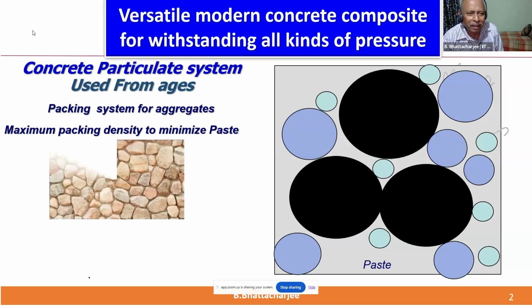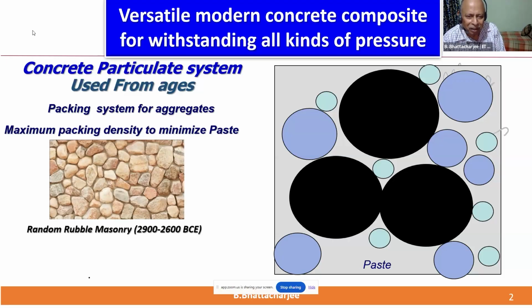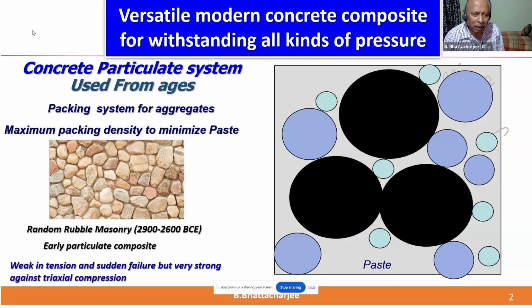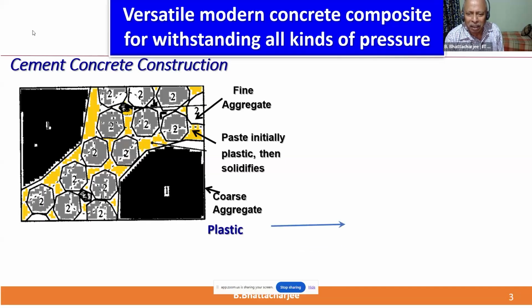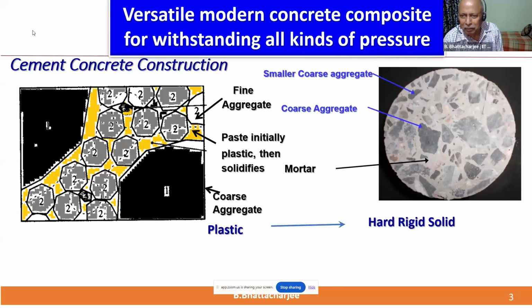So if you look at it at a very early age, random rubble masonry of 2600 to 2000 before current era, this is also a kind of concrete because it's the same particulate material system. So early particulate composite. These materials, as we know, are weak in tension. You pull, they'll separate out at the boundaries of the larger particles or aggregation of inert material. And you put triaxial pressure, they're very strong. So cement concrete is like that, and you have paste initially plastic, and then when it solidifies, it turns to be something like this. So that's what is cement concrete as we understand, concrete composite.